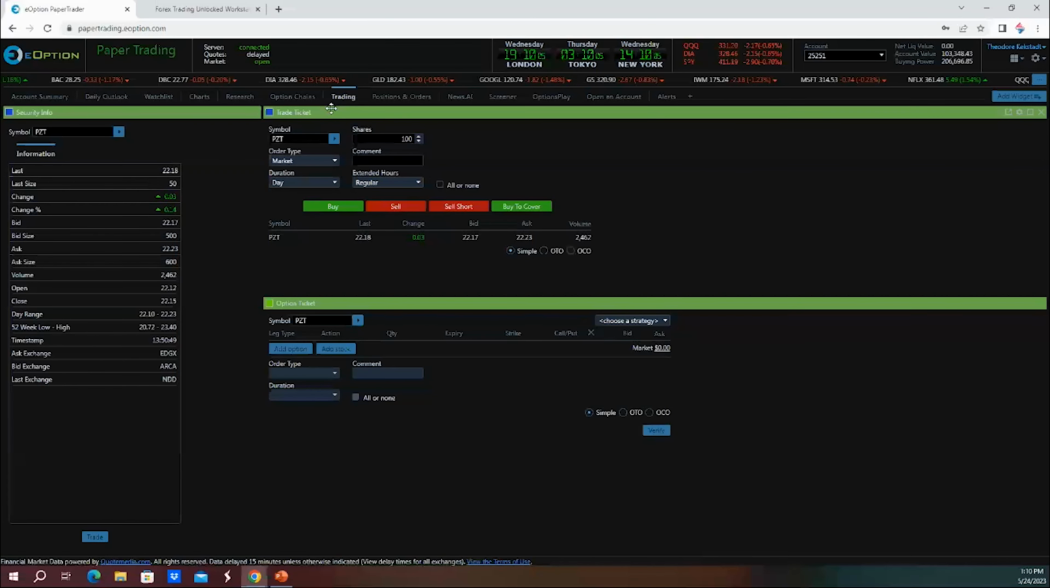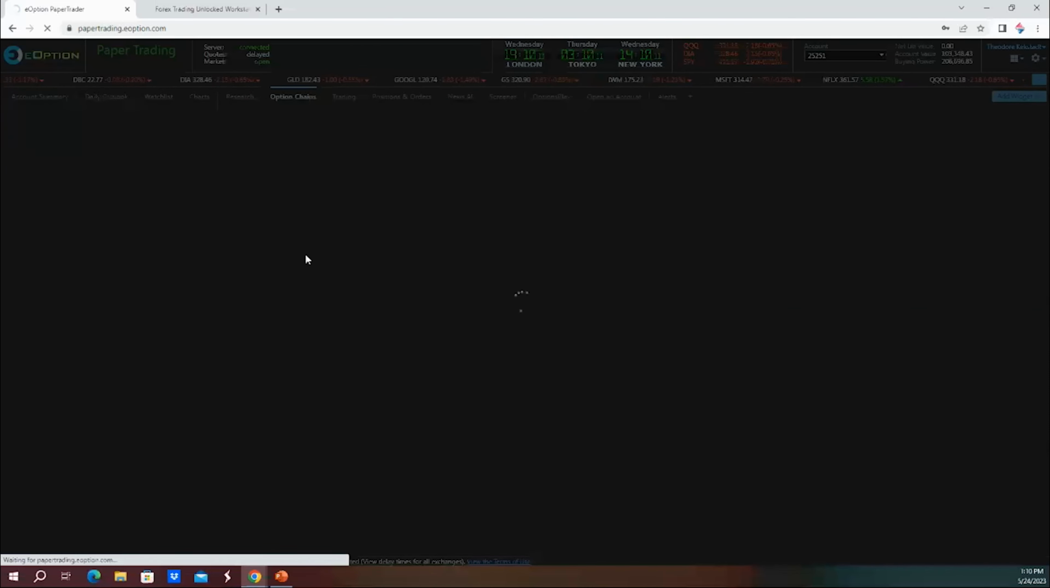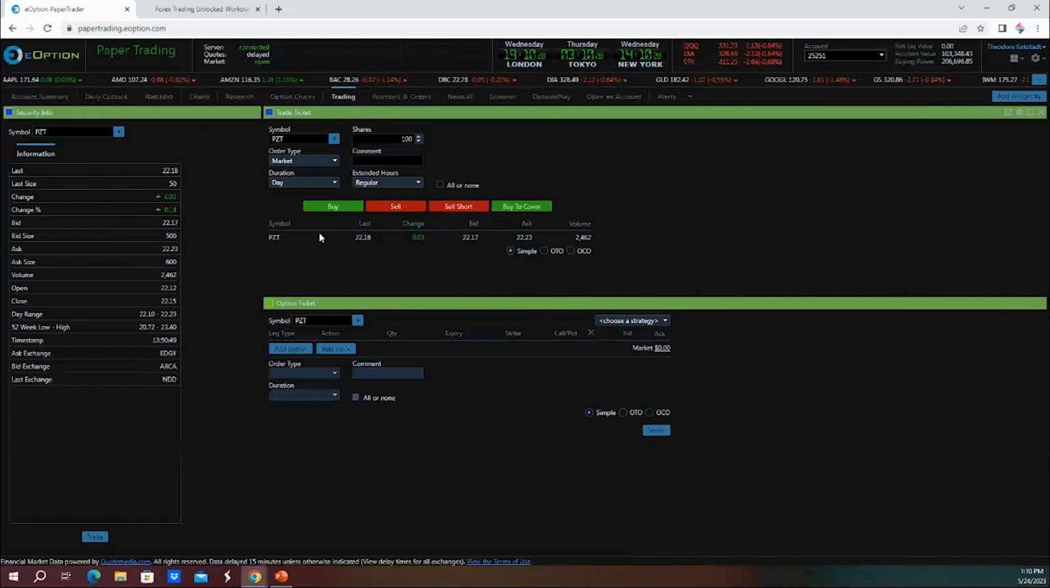Let's use the eOptions trading platform, and we're going to go and find the options chain for PZT. And this way we can see how much distance there is to expiration. Now, since we're coming into June, it's very likely that we're coming into the expiration for some of these options, if not all of them, for June expiration.